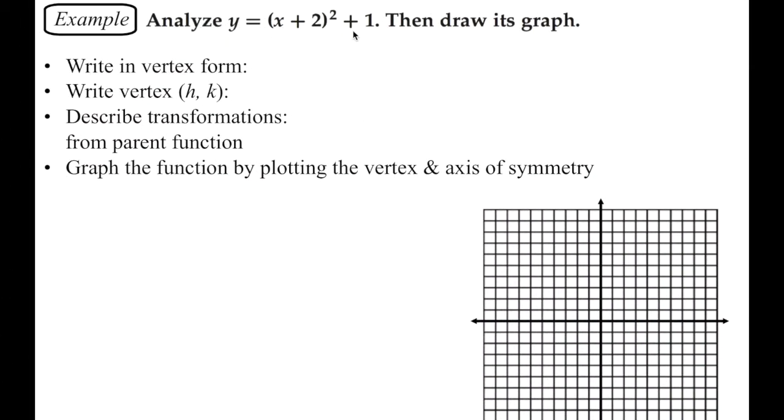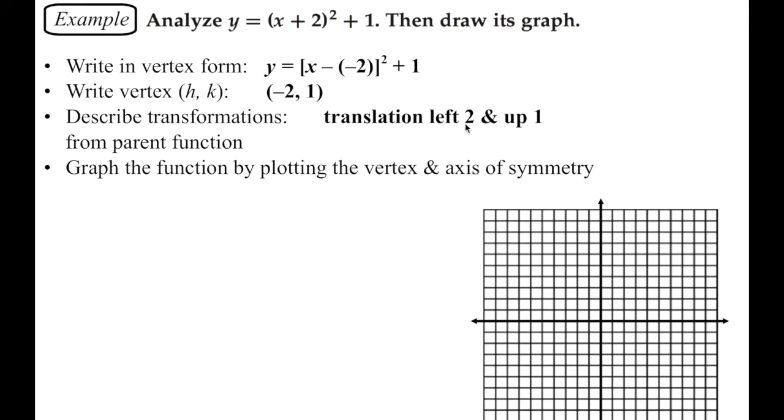I want to analyze this quadratic equation and draw its graph. So the first thing I want to do is write it in vertex form. To write it in vertex form, we need a(x minus h) squared plus k. That tells me right here that the values of h and k are -2 and +1. So the transformations here: remember, if h is negative, we're going to translate it left 2 units, and k is positive, so we're going to go up 1 unit from the parent function.